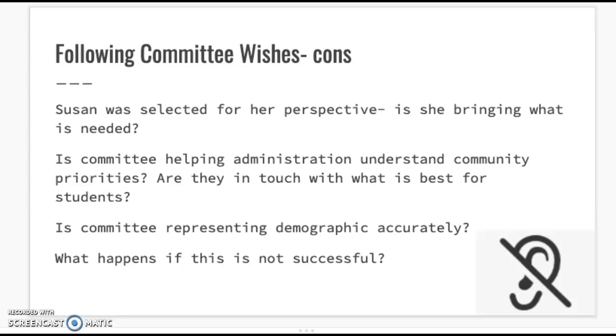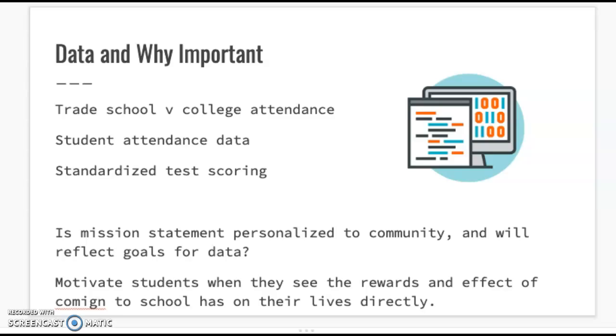And what happens if this is not successful? What happens to Susan? Because she's kind of out on a limb here. Is she sticking to her personal vision, or is she kind of altering her vision and mission based on what she thinks the committee wants?